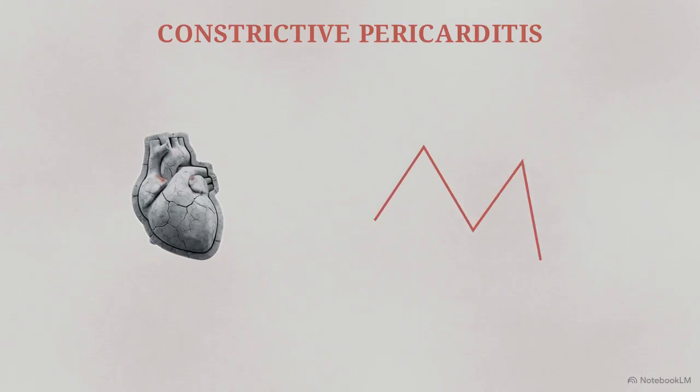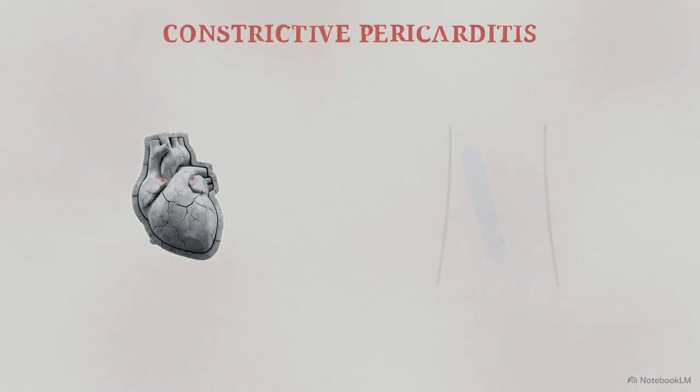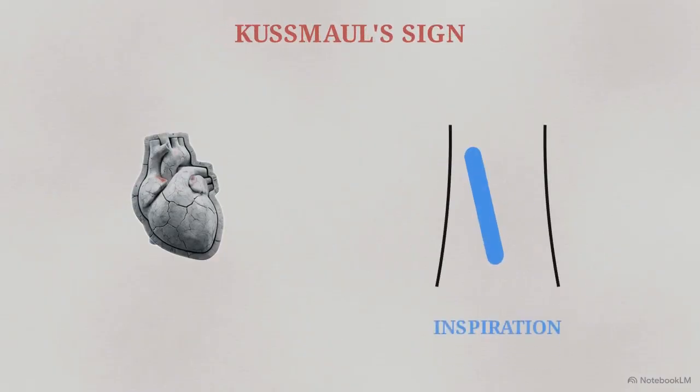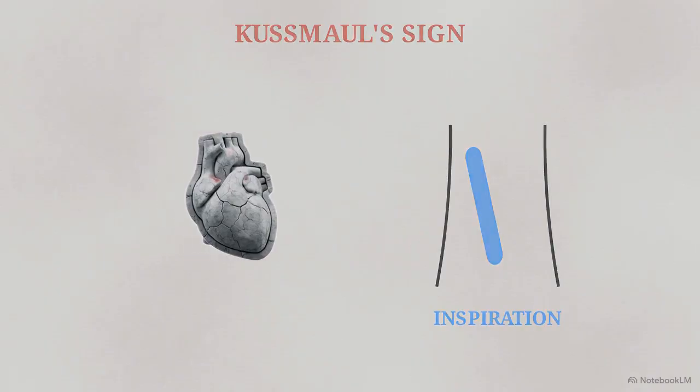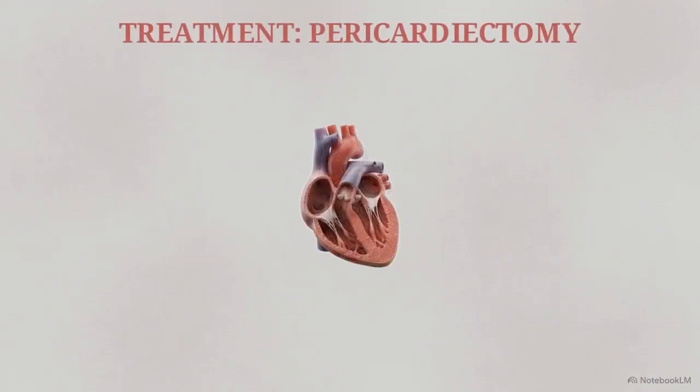In chronic cases, the pericardium can become a rigid, calcified shell. This constrictive pericarditis causes a sharp Y descent on a venous tracing and Kussmaul sign, where jugular veins distend during inspiration. This requires surgical removal of the pericardium.